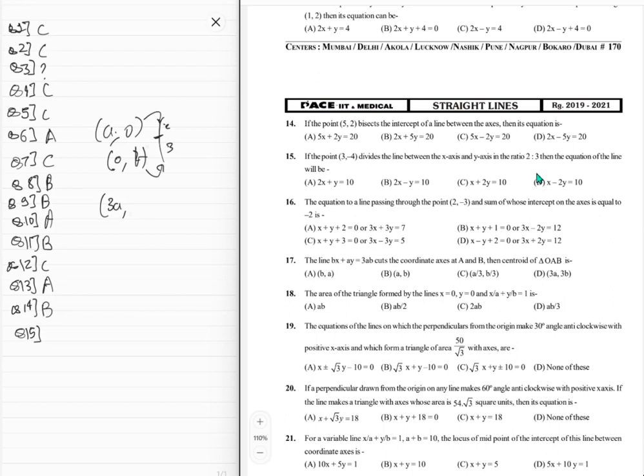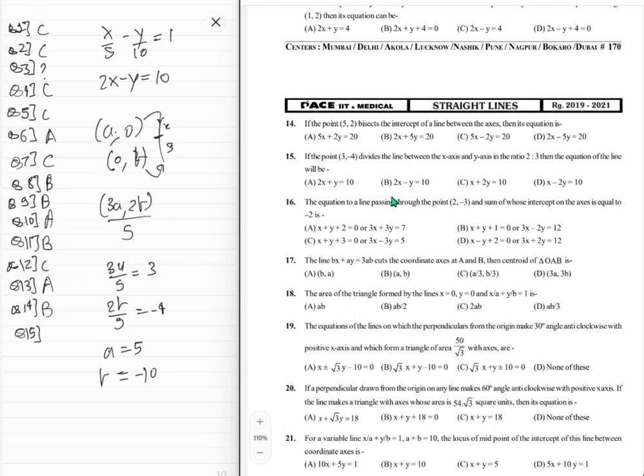So that's 3a upon 5, and b goes over there, so 2b upon 2 plus 3, which is 5, and that's our point. And this point is (3, -4), that means 3a upon 5 is 3, and 2b upon 5 is -4, so a is 5, b is -10. So the line was x upon 5 plus, or I should say minus, y upon 10 equal to 1. Then multiply by 10, so 2x minus y equal to 10. So that's option B.